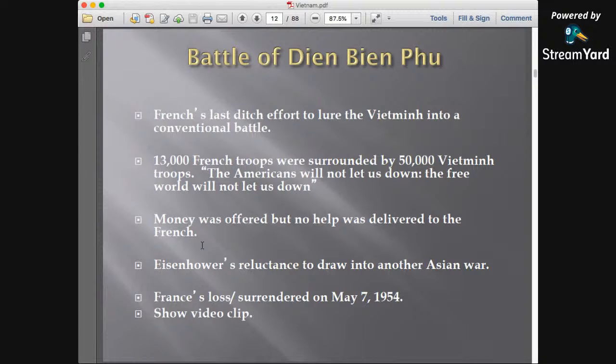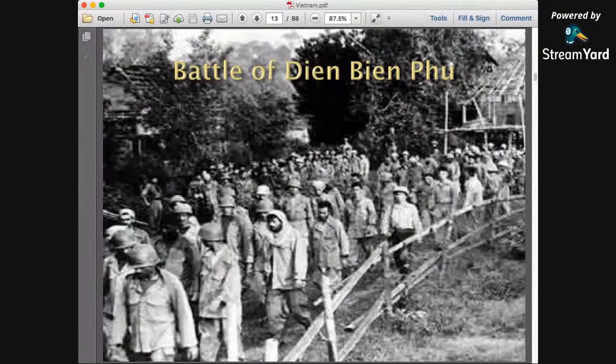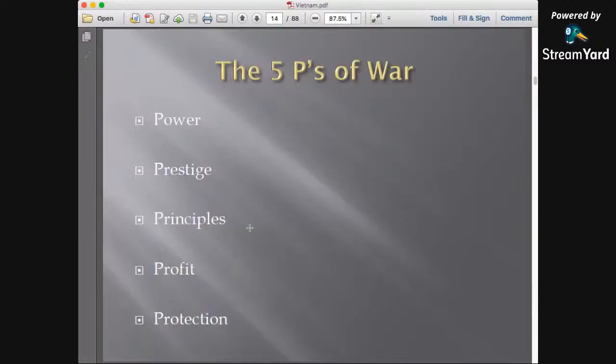We just got done with Korea. This was France's loss. They would eventually lose, and they surrendered on May 7th, 1954. And this was a huge win for the Viet Minh, the communist Vietnamese rebels in the north. Here's a picture of many of the French in the Battle of Dien Bien Phu as they're being taken over during that time frame. Then we get to the 5 P's of war, folks.